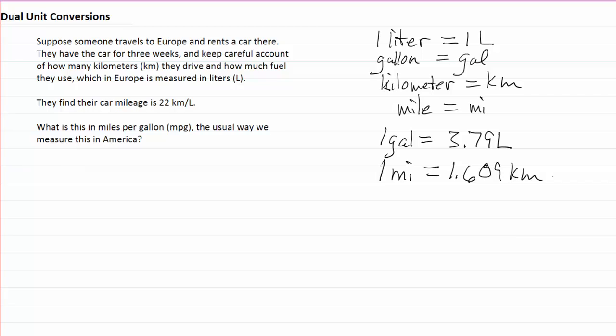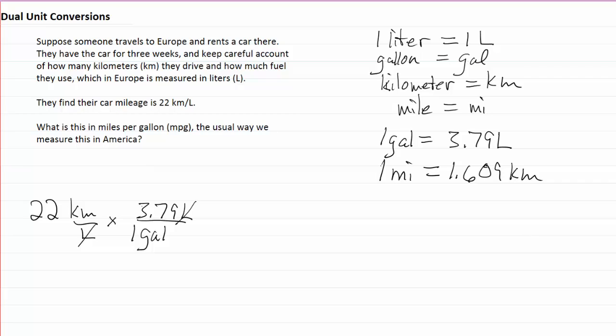Now, they found out that their car mileage was 22 kilometers per liter, so we'll have 22 kilometers per liter here, and I need to convert that. The first thing I'll do is convert the liters into gallons, and I do that with 3.79 liters on top and 1 gallon on the bottom. The liters will divide out.